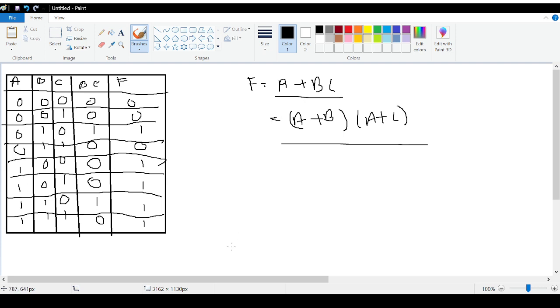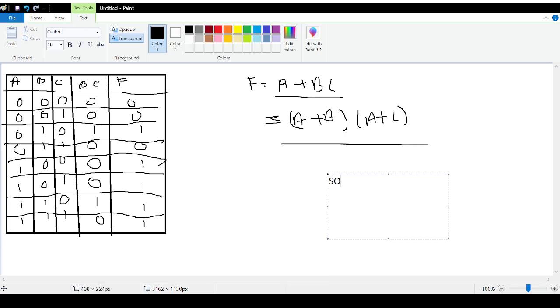Both the equations are the same, by the way. In terms of simplification, they're both the same. They are both the same equation, but in different forms, okay? So every equation can be written in two forms. The two forms are SOP and POS.